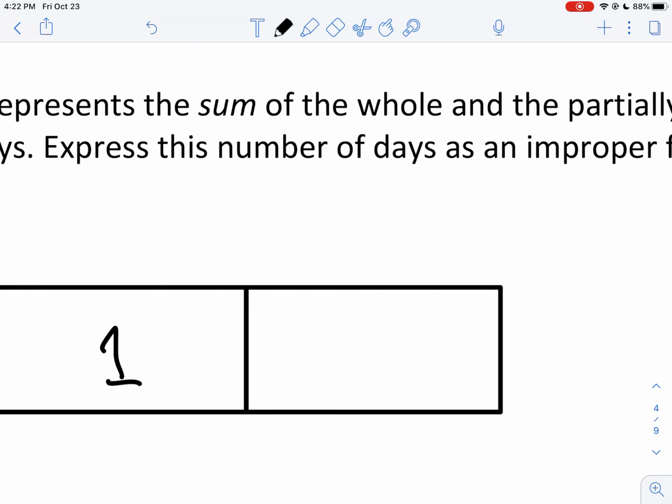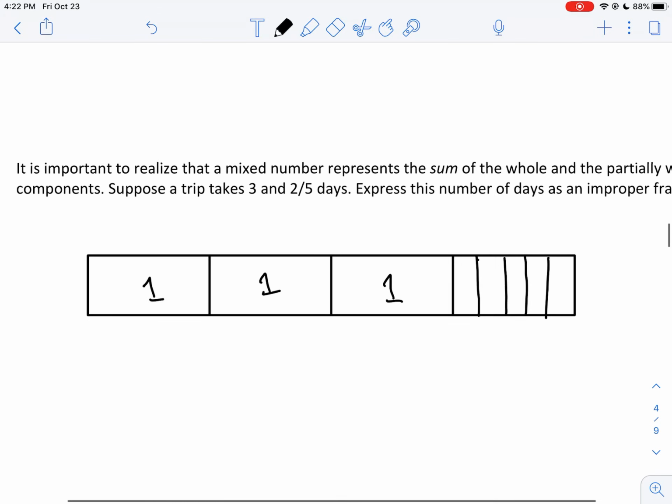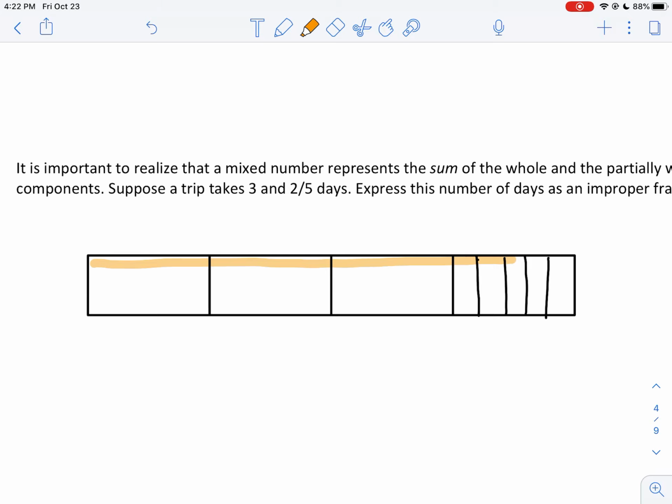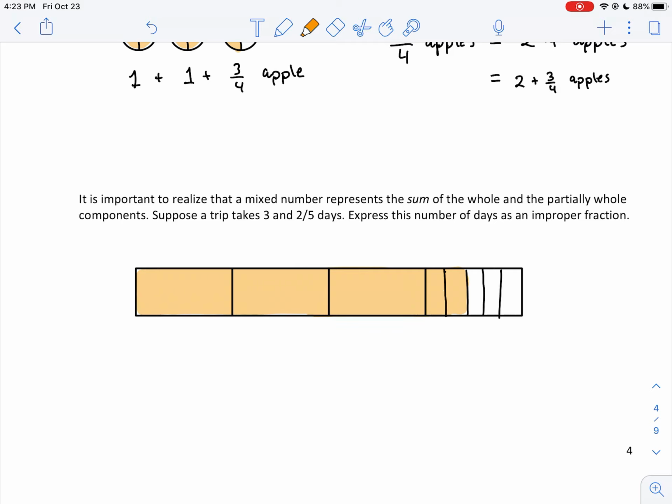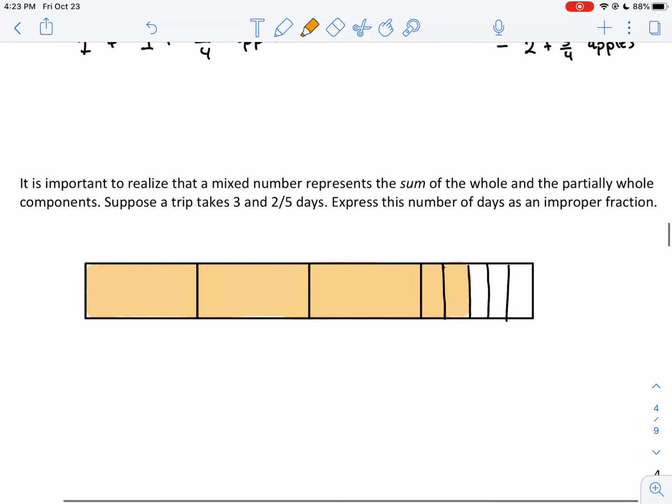So I need to break this last one into 5 equal pieces, 5 equally sized pieces. This will be good enough to pretend. And then I'm going to shade in. Oops, went too far. Let me make this marker a little bit bigger this time. There we go. There's 3 2/5 shaded in. Okay, so this represents 3 2/5 days. Express this number of days as an improper fraction.